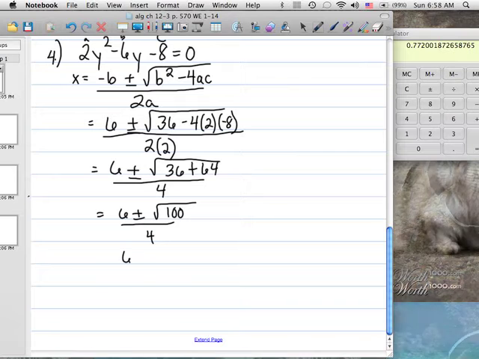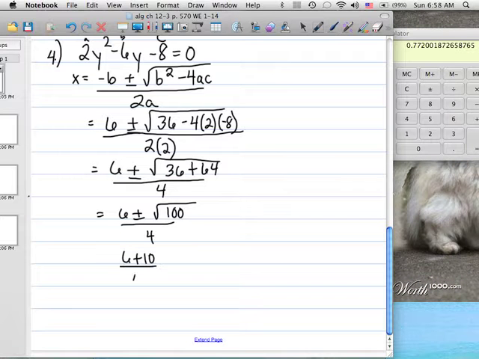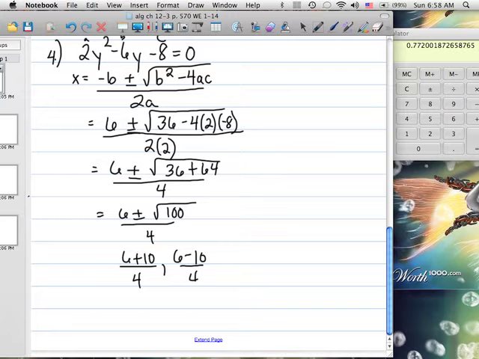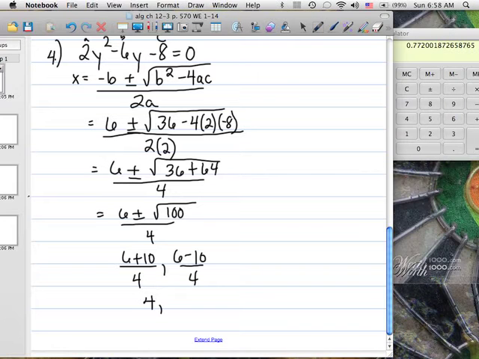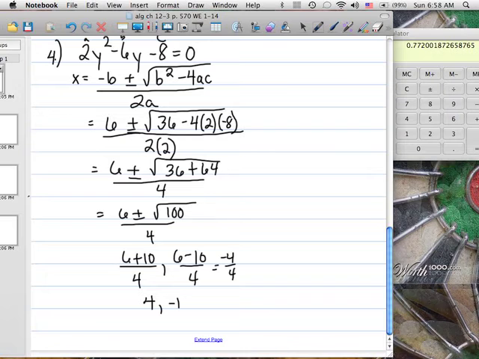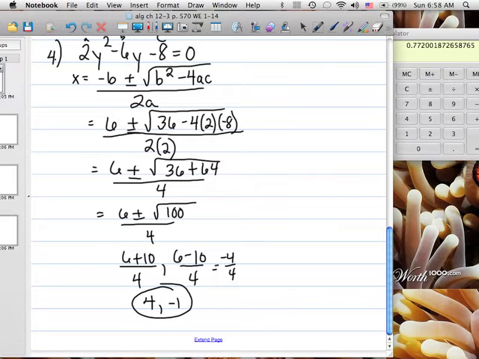So that's 6 plus 10 over 4 and 6 minus 10 over 4. 6 plus 10 is 16, divided by 4 is 4. And 6 minus 10 is negative 4 over 4, which is negative 1. So there's our solution, 4 and negative 1. If I put those back in, I'll get 0.